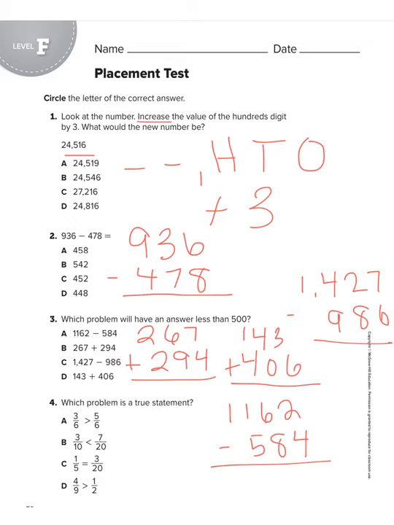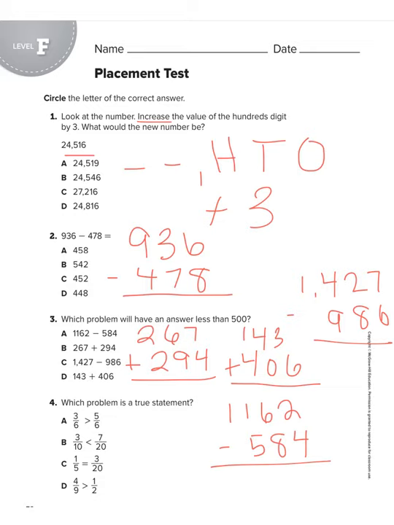Number 1 says, look at the number. Increase the value of the hundreds digit by 3. What would the new number be? So we have 24,516. Here I just wrote out my ones, my tens, my hundreds. So find the number that's in the hundreds spot out of 24,516. Whatever that number is in this place value right here, you're going to add 3 to it. So after I add 3 to that number, just in the hundreds column, what would my new number be?